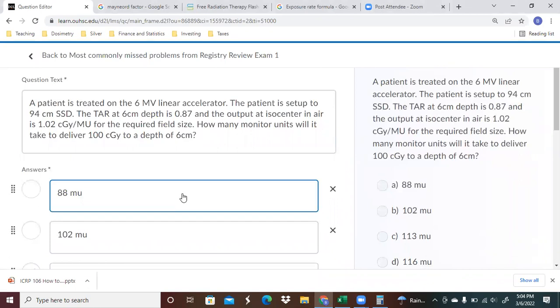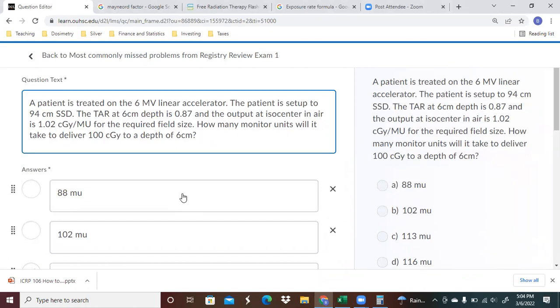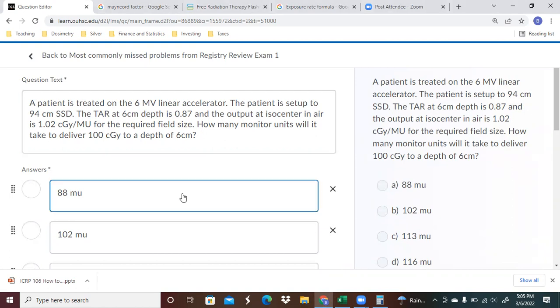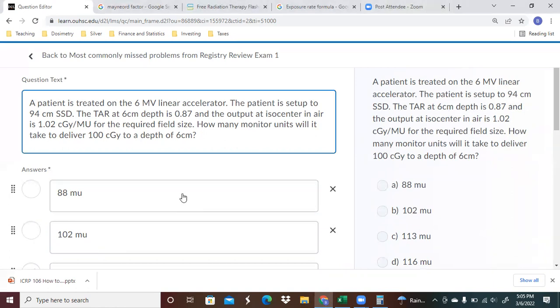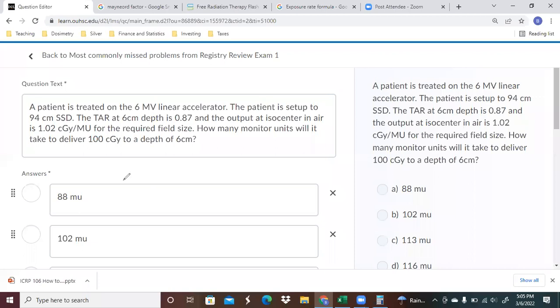So a patient is treated on a 6 MV linear accelerator. The patient is set up to 94 cm SSD. Tissue to air ratio at 6 cm depth is 0.87. And the output at isocenter in air is 1.02 centigrade per monitor unit for the required field size. How many monitor units will it take to deliver 100 centigrade to that depth? Well, let's try. Go. We know we want to deliver 100 centigrade to that depth. We know that the output in air is going to be 1.02 centigrade per monitor unit.